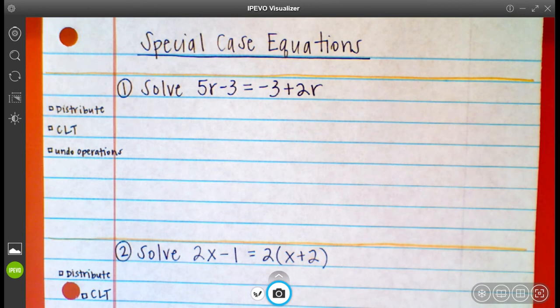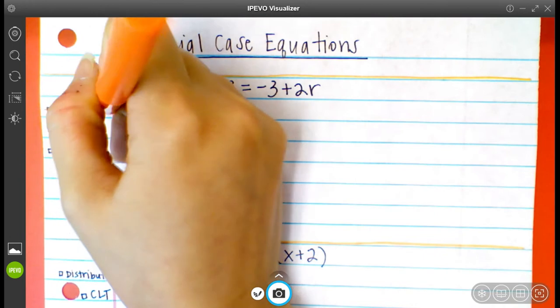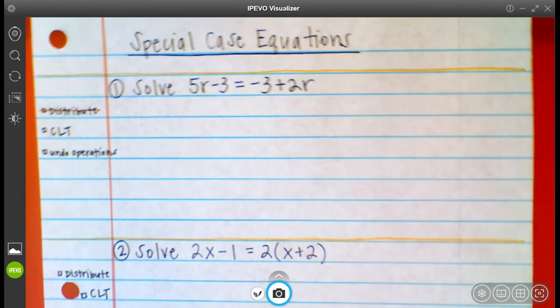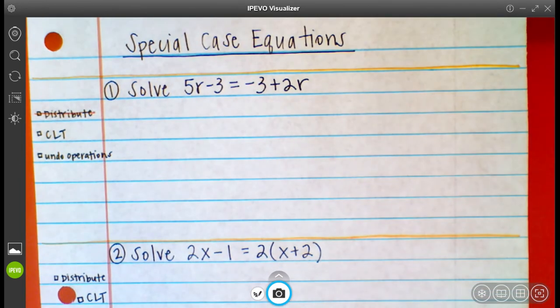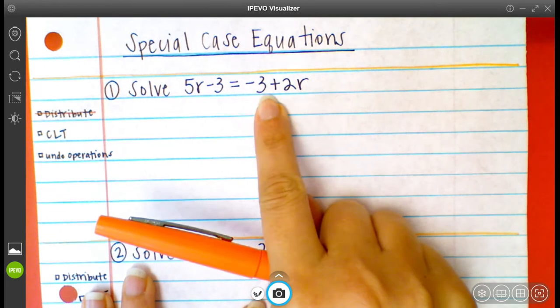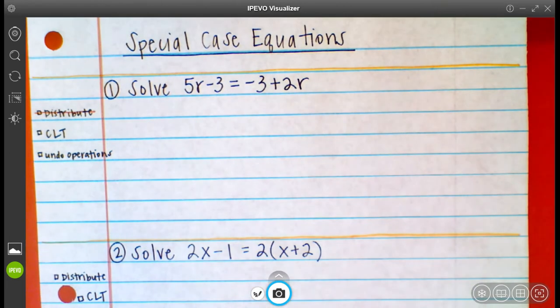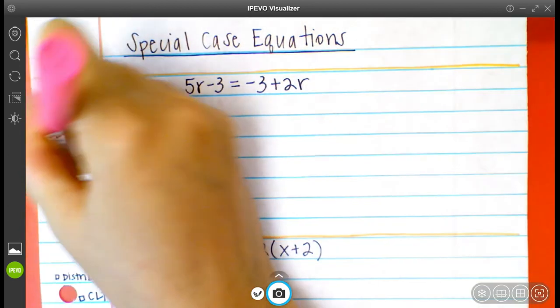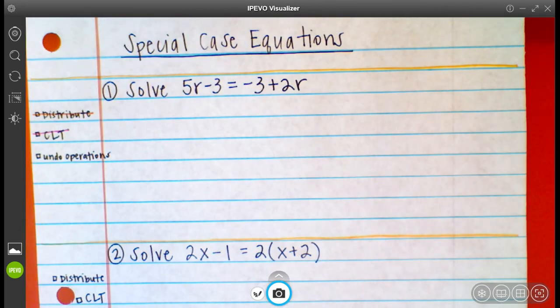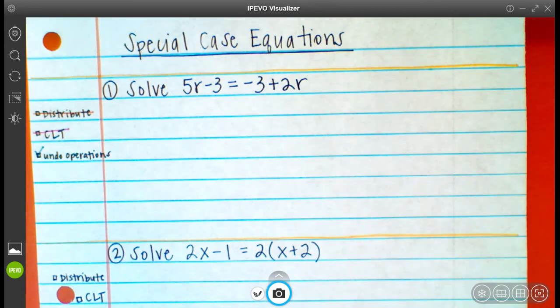So in number 1, to get started, I want you guys to notice that you don't have any parentheses. So if I don't have any parentheses, then I will not be distributing. So no distributing on number 1. But can I combine like terms? Well, I don't see anything on each side that I can combine since they look alike. So no combining like terms. So we are resorting to undoing our operations on each side of our equal sign. So let's undo these operations.